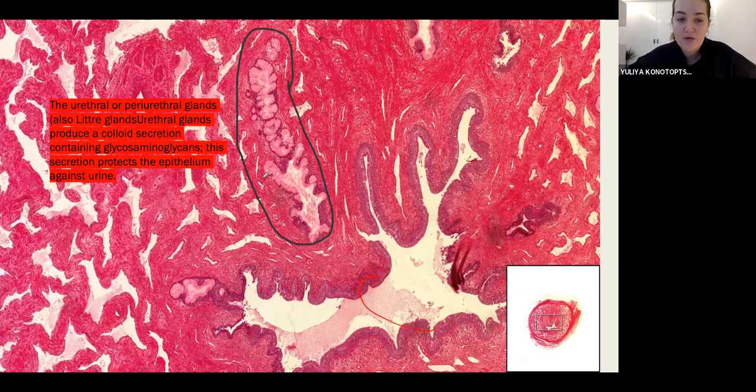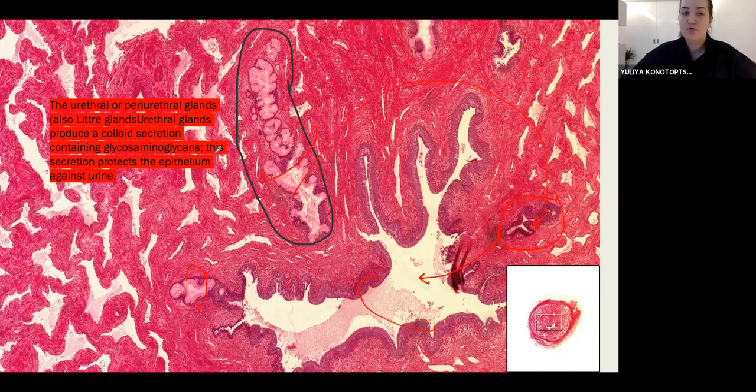Right here, this structure, and this structure is a duct of this one. So this is a gland. Through this duct, it opens up into the lumen of your spongy urethra. What is the structure? This is a periurethral gland. Another name for it is a gland of Littre. So periurethral gland or gland of Littre.